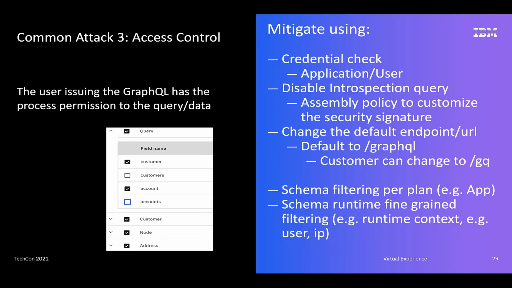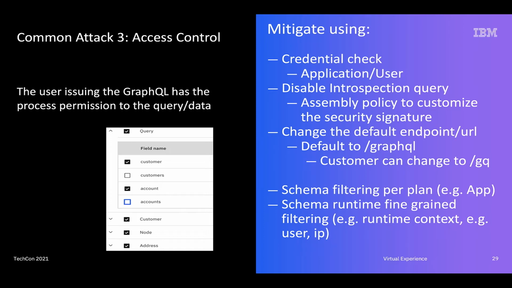All right. The third common attack is access control. The user issuing the GraphQL might not have permissions, shouldn't have permissions to certain parts of the graph, but GraphQL opens up everything to everybody. And so you can do a number of things here. You can add credential checks. You can disable introspection, so that people don't know what all is available. You can change your URL. We'll talk about that in a couple slides.